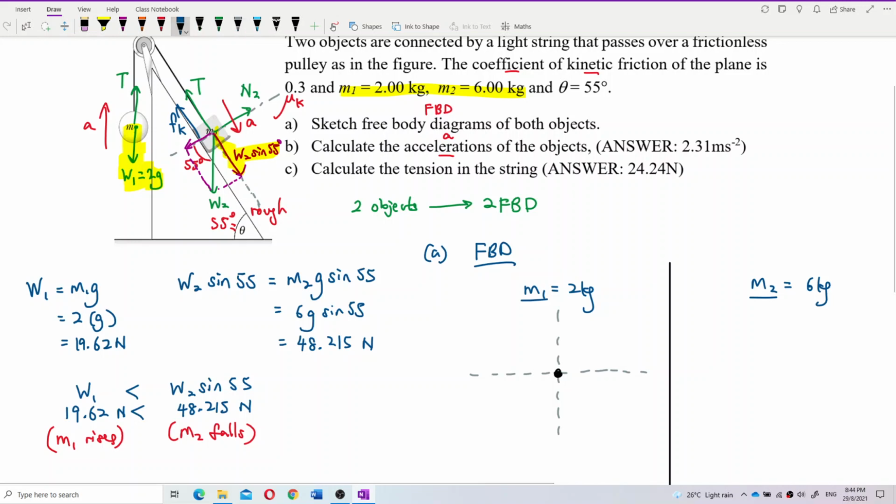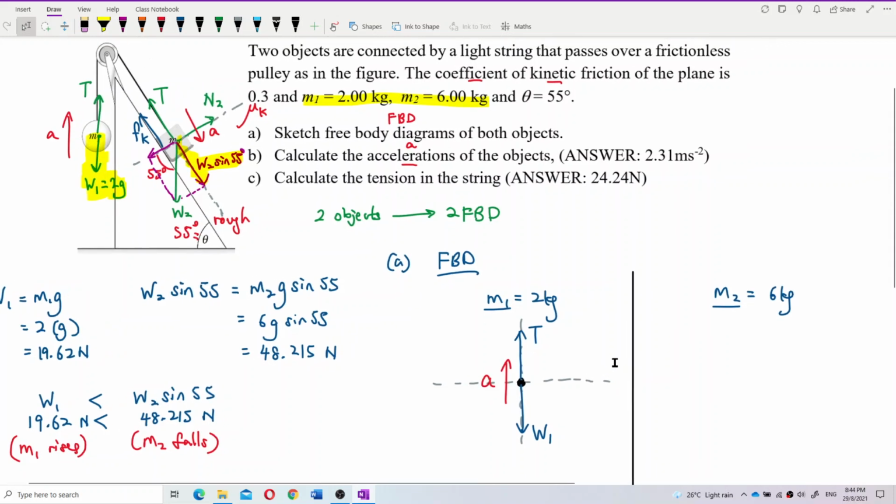So we have the weight 1 going down, and then we have tension going up, and that's it. Acceleration goes up, not down. This is the prediction we got from the earlier calculation. Mass 1 rises, so acceleration goes up. So that's it, we already got the x and y axis for mass 1.